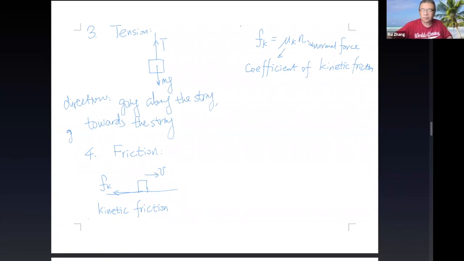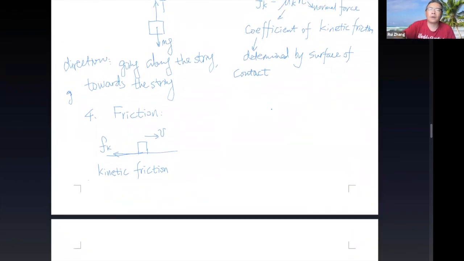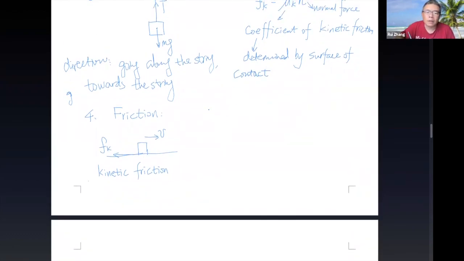So, what about the coefficient here? This coefficient is determined by the surface of contact, okay? So anyway, this is the formula for kinetic friction. Okay, but there's another kind of friction as well. It's called static friction. Okay.